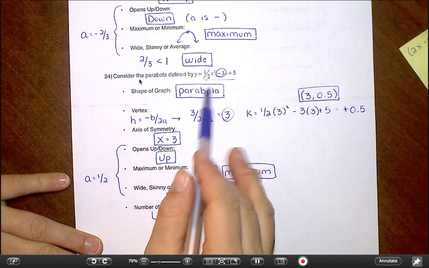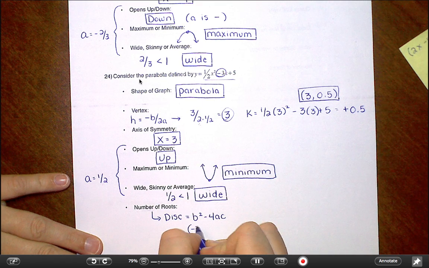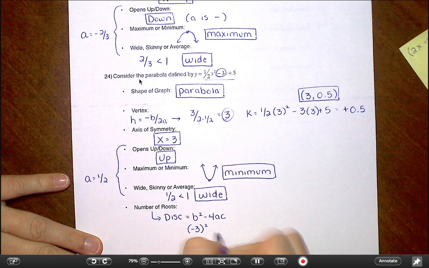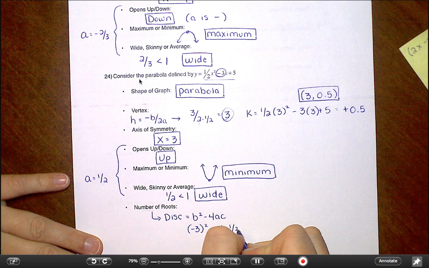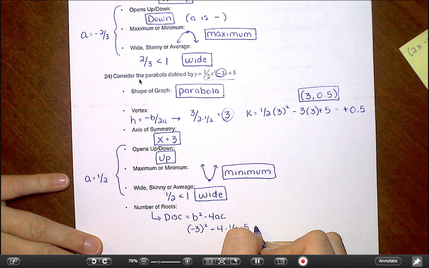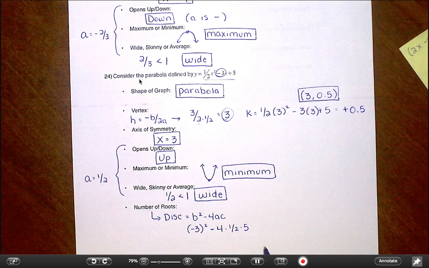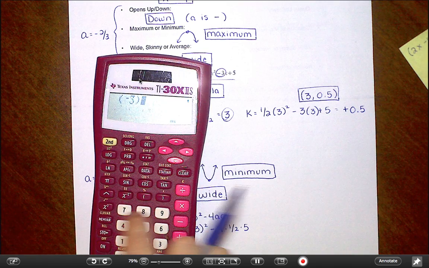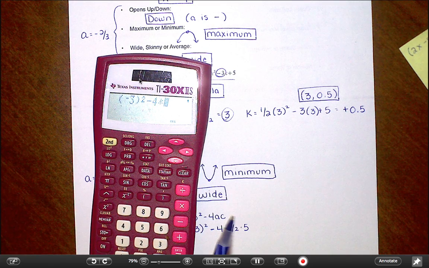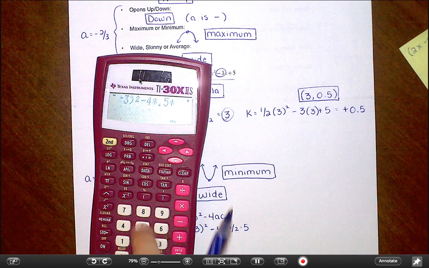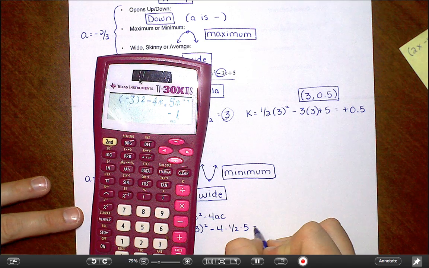So for us, we would do negative 3 squared. Please, please make sure you put that in parentheses because it's a negative number. Minus 4 times 1/2 times 5. I think it's going to come out negative. I'm pretty sure I know what it is, but I'm just going to double check. Negative 3 squared, minus 4 times 0.5 times 5. Yep, negative 1. That's what I came out to.